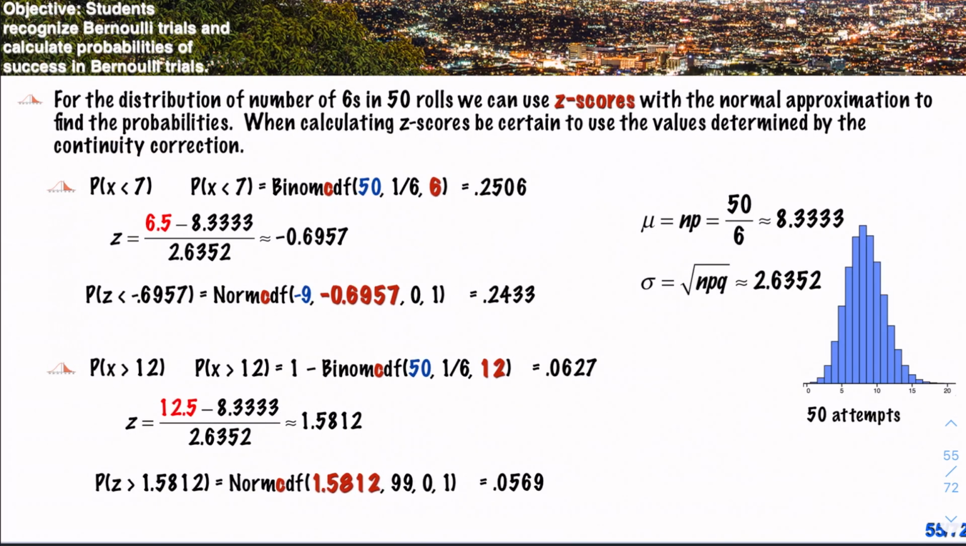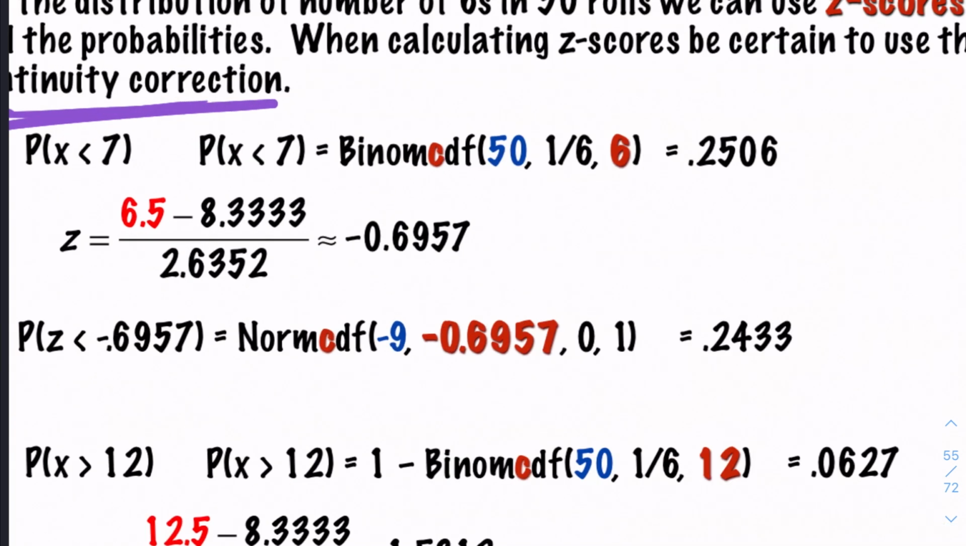So for the distribution of the number of sixes in 50 rolls, we can use z-scores with the normal approximation to find the probabilities. When calculating z-scores, you have to be certain to use the values determined by the continuity correction factor.